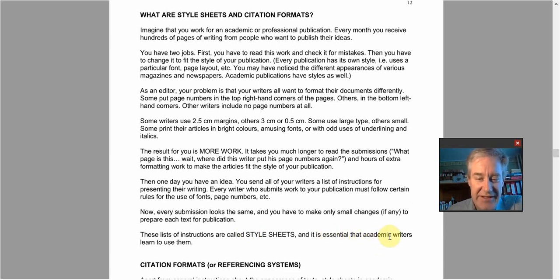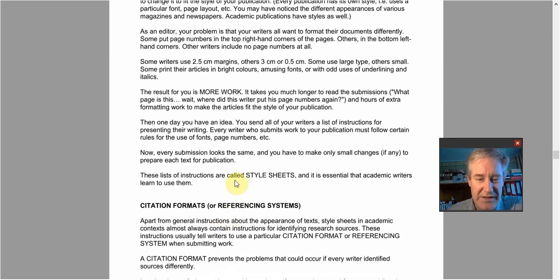And it is essential that academic writers learn to use them. Anytime that I send something, for instance, to an academic journal, I have to know what the style sheet is for that journal. What do they want text to look like when they receive it? The same thing will be true when you write your diploma thesis or your master's thesis someday. You will get a style sheet, a list of instructions from your supervisor, and you'll have to follow it. It's just a reality of writing in any kind of professional or academic context.